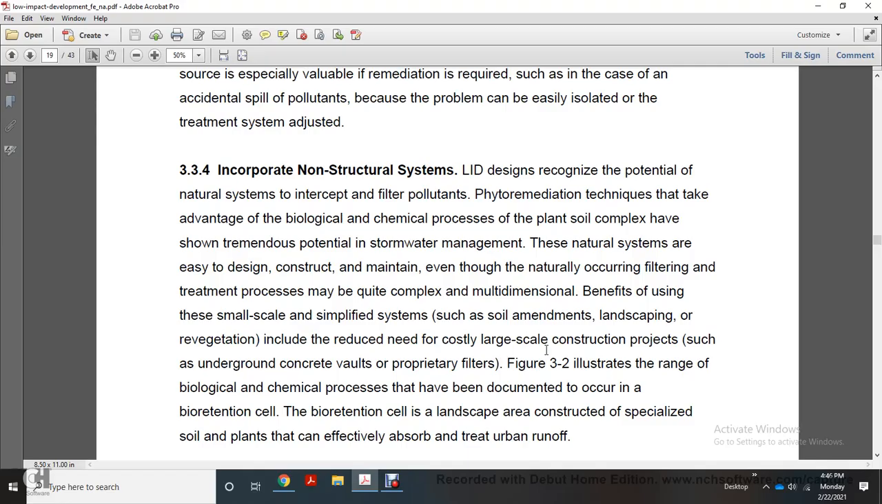Figure 3.2 illustrates the range of biological and chemical processes that have been documented to occur within the bioretention cell. The bioretention cell is a landscape area constructed of specialized soil and plants that can effectively absorb and treat urban runoff.